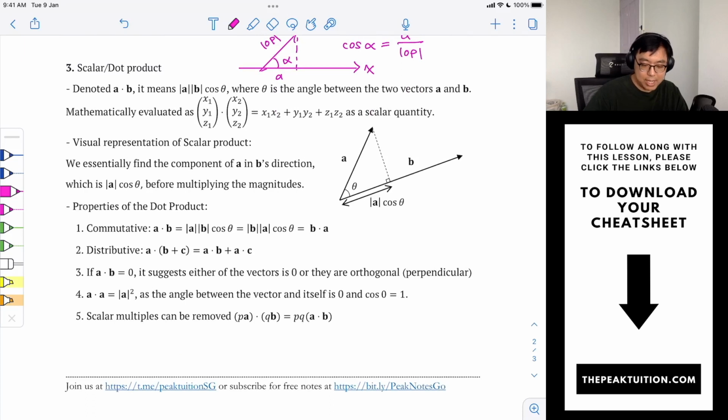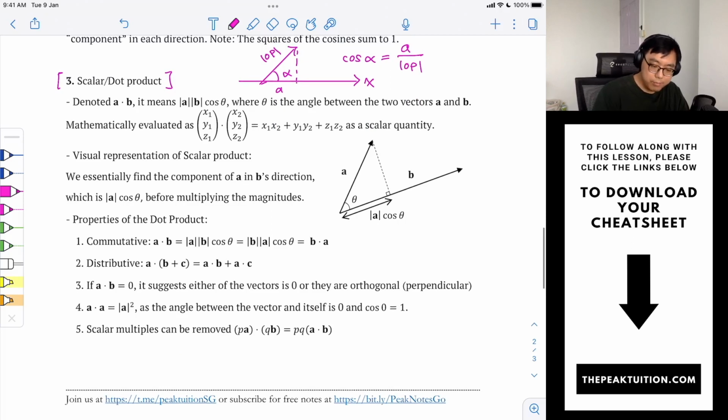Then we talk about scalar or dot product. This is probably, along with the cross product, the most important stuff that you need to learn in vectors. We denote them as A dot B with a dot in between, and this means the magnitude of A multiplied by the magnitude of B multiplied by the cosine.